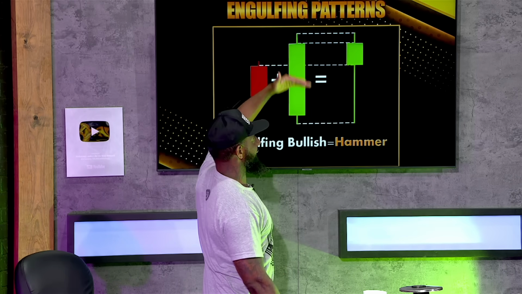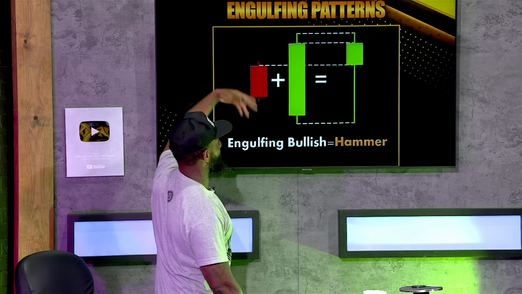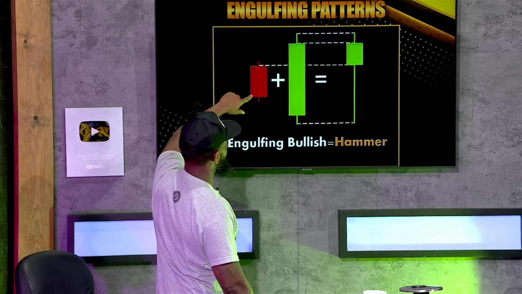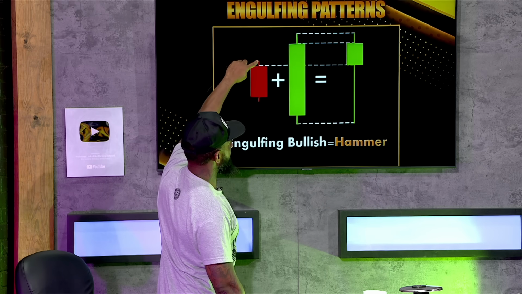So first thing, we look at the anatomy of the candle. The anatomy of the candle is this. This is a bearish candle. So what do we understand? We understand that this candle opened right here and closed right here. But we understand that the sellers pushed it down here, but the buyers pushed it up here.